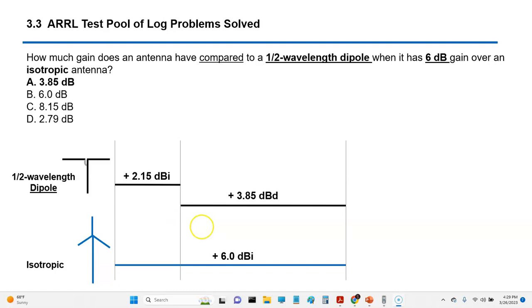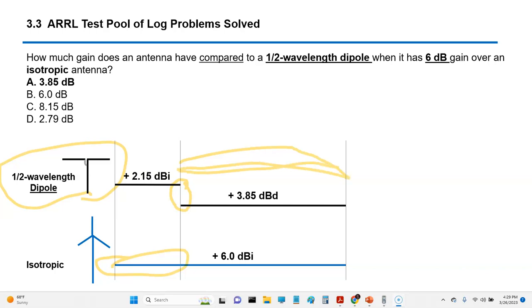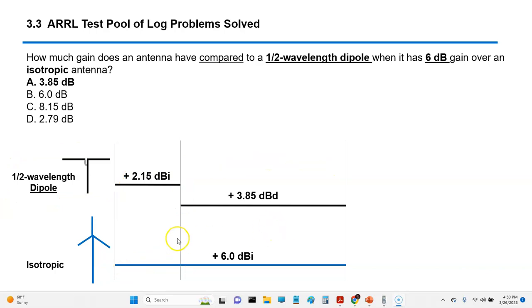So we're going to make that comparison. The answer will be 3.85 dBd, or in your answer it's 3.85. So that's how we get to that. It's asking you to compare it to a dipole, and the dipole again already has that additional 2.15 dBi gain over the isotropic that we see here. So the comparison is this distance right here. So that's how that works.